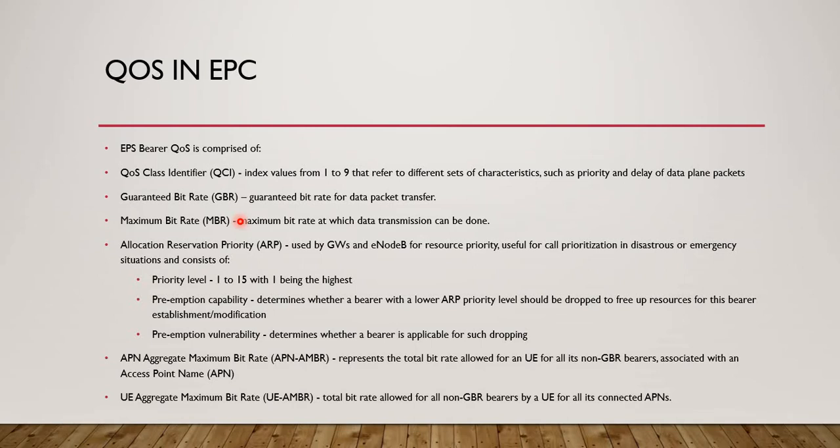So QCI. What guaranteed bitrate means is that in any circumstances I'm giving you the guaranteed bitrate, which is, let's say, 1 Mbps, for a particular service. These QCIs have been designed by 3GPP, and this is mandatory to be followed. There is one more parameter, which is the allocation retention policy, ARP. It is used by gateways and eNodeBs for resource priority, useful for call prioritization in disaster or emergency situations.